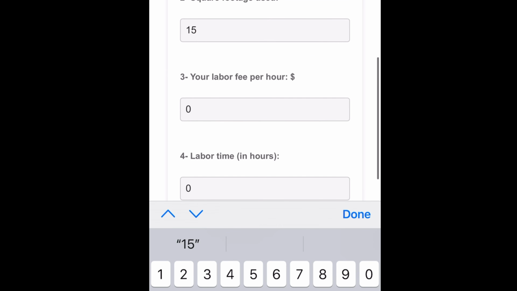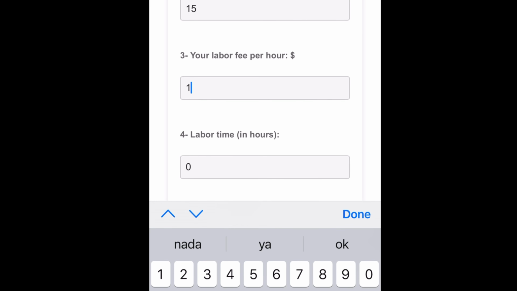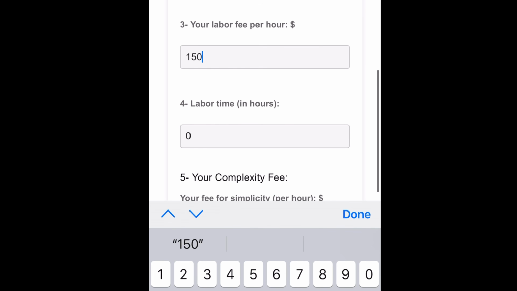Now we're gonna go for our labor fee per hour. Now, the information on many formulas that people use, I cannot talk for Canada, UK, Europe, or other countries, but in the United States, the average price for car decals by the hour is between $100 and $150 per hour. Now, let's use the $150 per hour. Okay, that is our labor fee per hour.